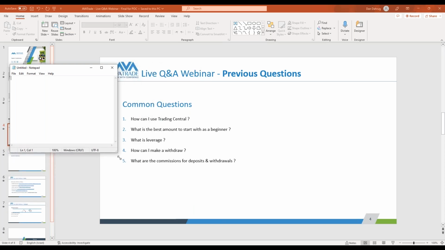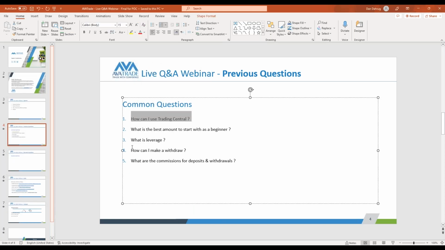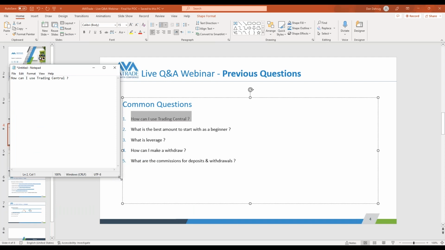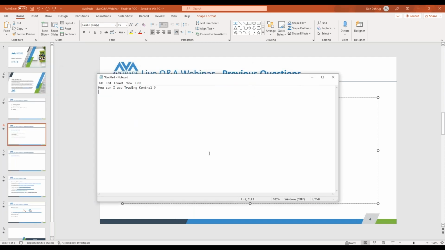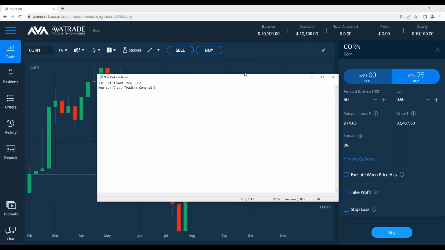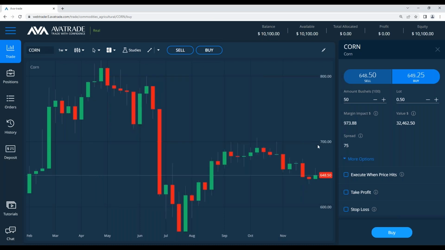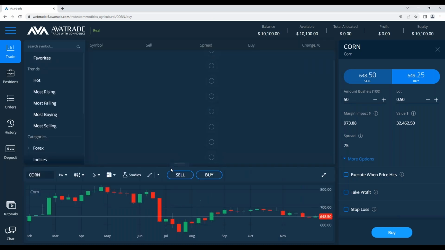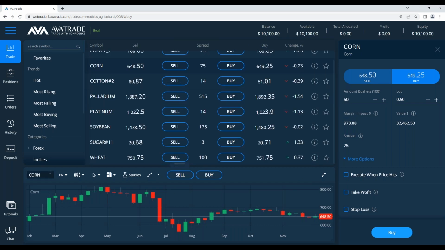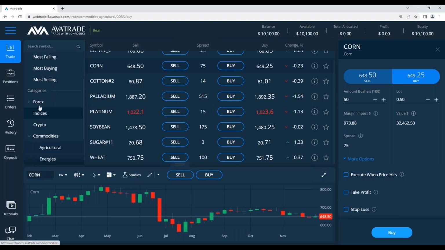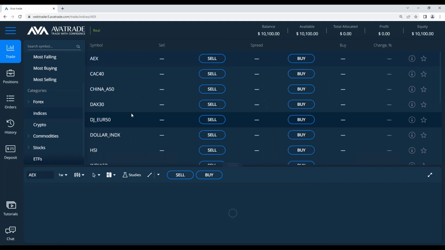The question that we have here is, how can I use Trading Central? Let's begin with, first of all, what exactly is Trading Central? Trading Central is a place where you can find, let me show you and then explain. So this is the platform. Usually it's going to show the list here on the left side with all kinds of categories and groups, right? Forex, indices, all kinds of things.